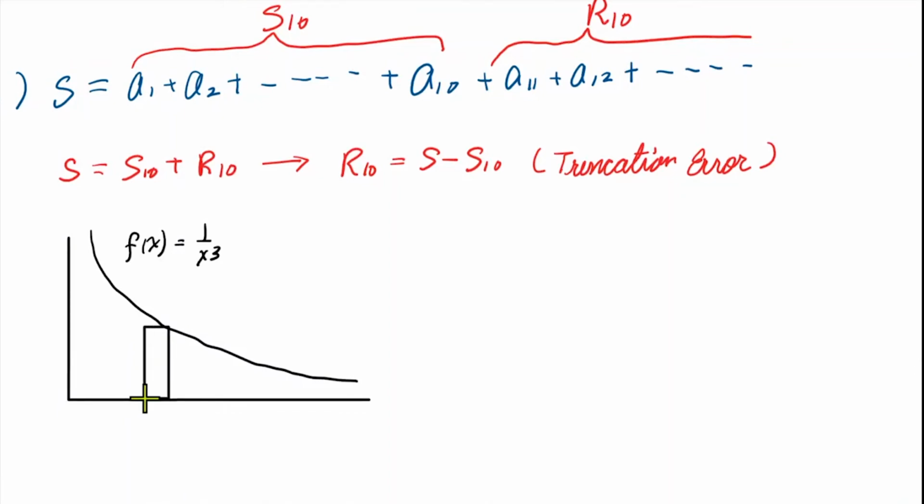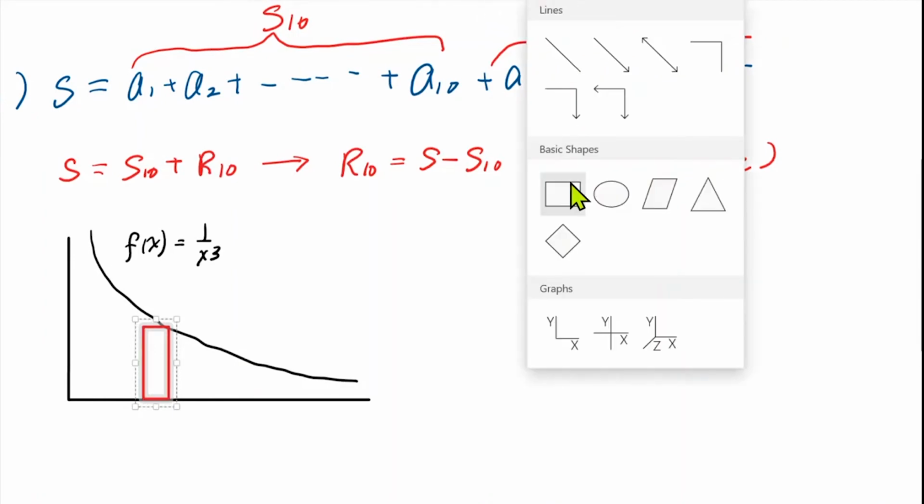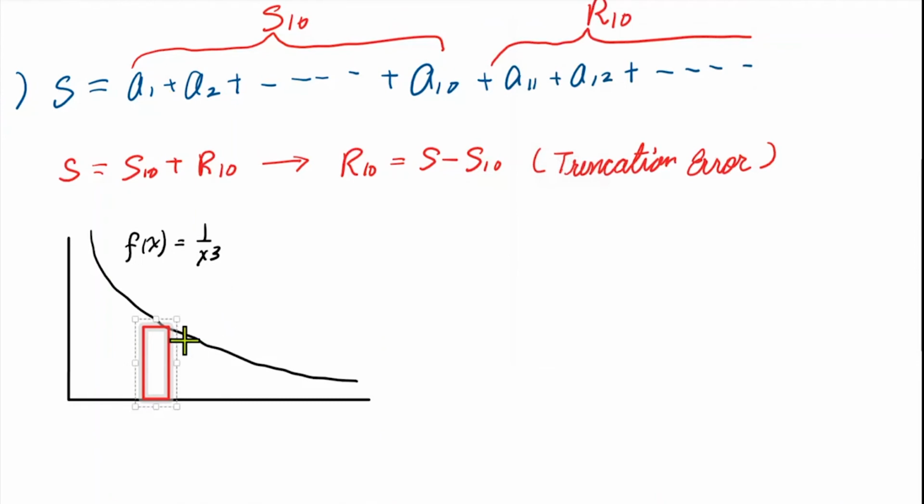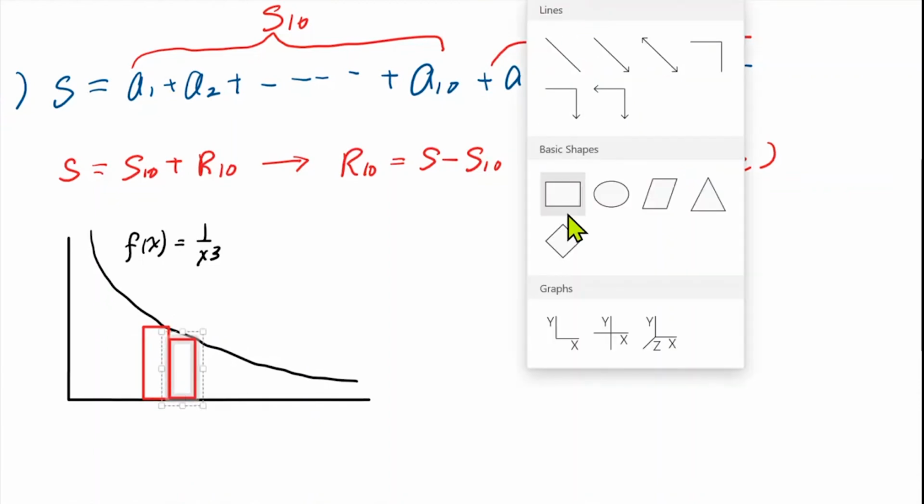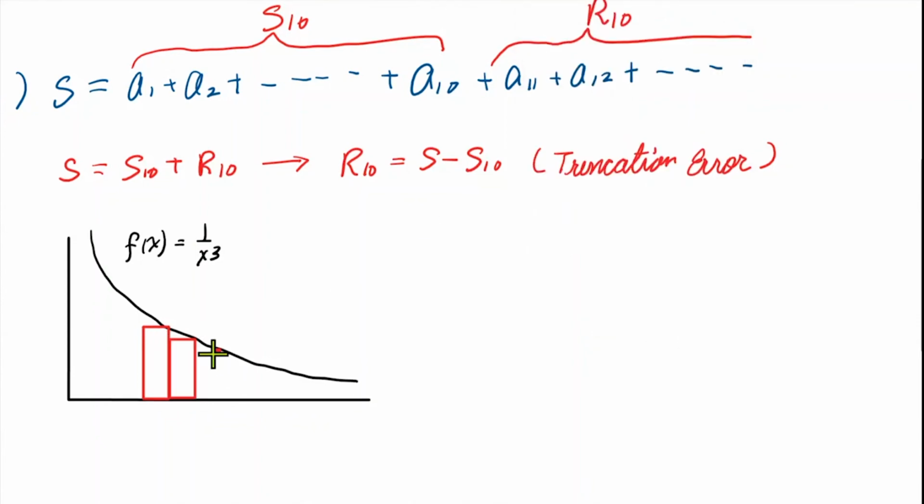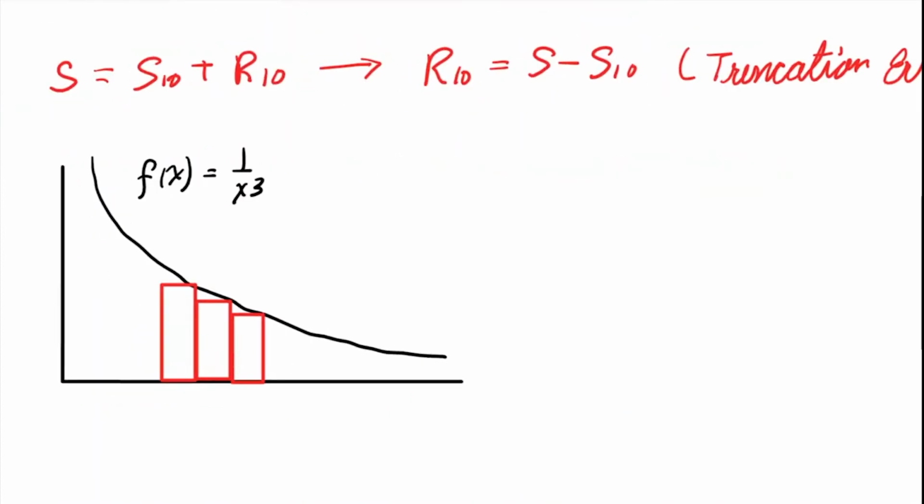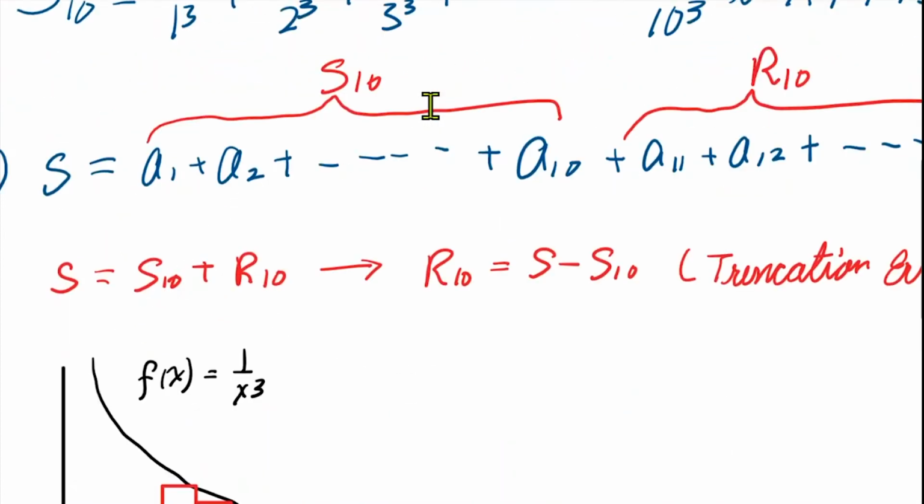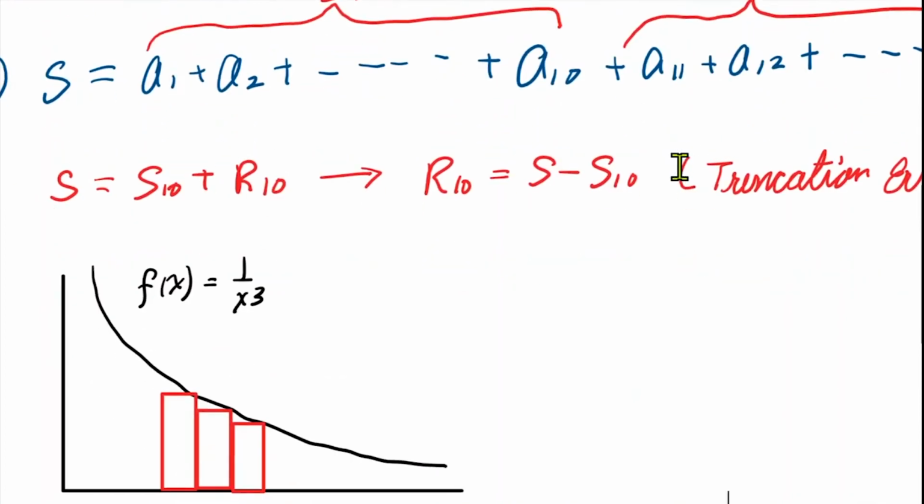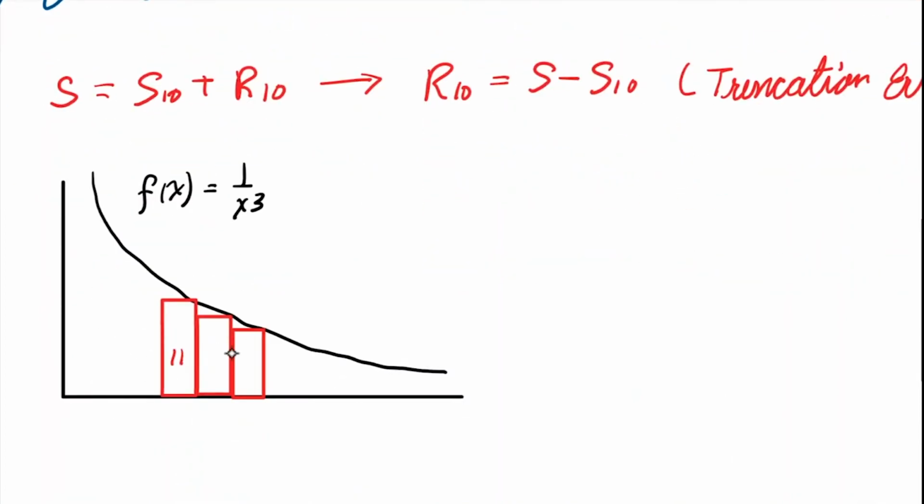This is the tail end of our sum. Let's use red. I'm going to throw one more. Okay, these are our rectangles. Good. Now, these rectangles start with, remember, R of 10 does not start with 10, it starts with 11. So this is rectangle number 11, and this is 12, and this is 13, and so on.